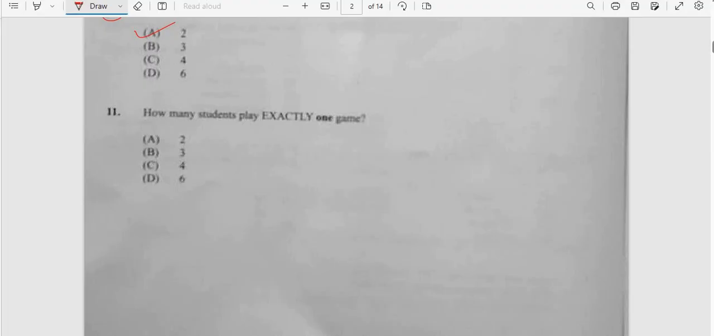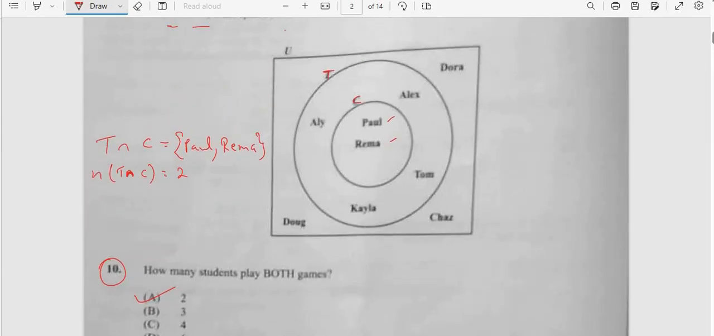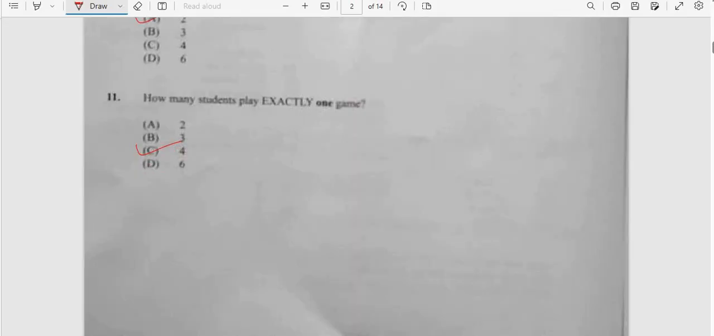Next, how many students play exactly one game? How many persons play exactly one game? Well, those persons who play one game are those persons who are just in the circle of T. Alex plays only tennis. Ali plays only tennis. So does Kayla and Tom. So we have 4 persons there. They play exactly one game.